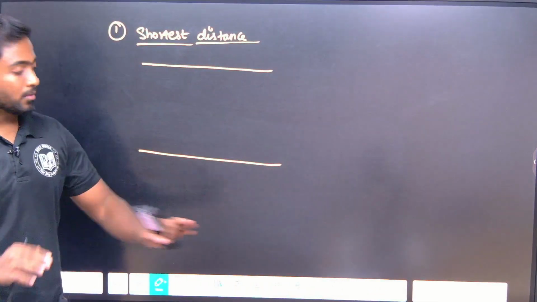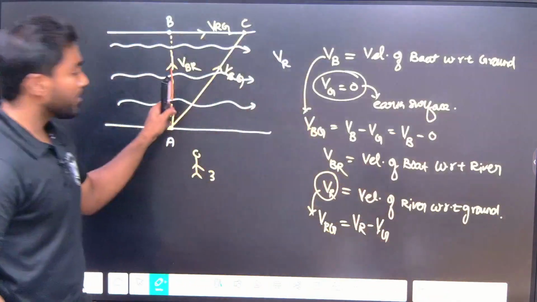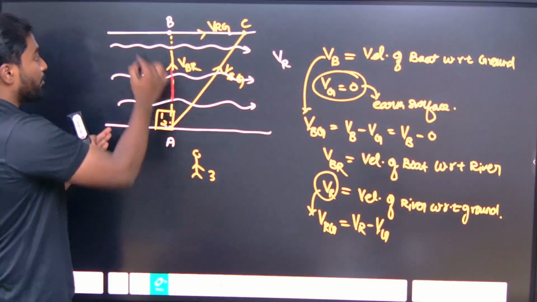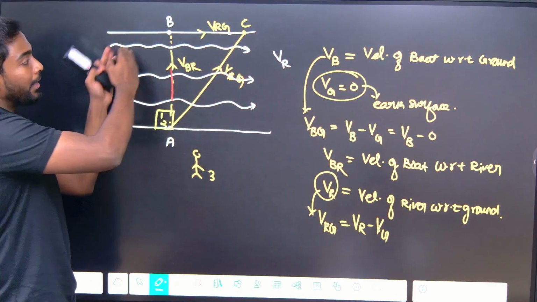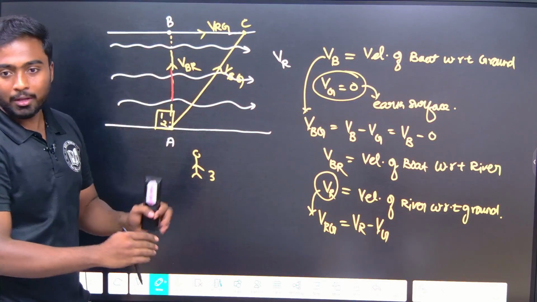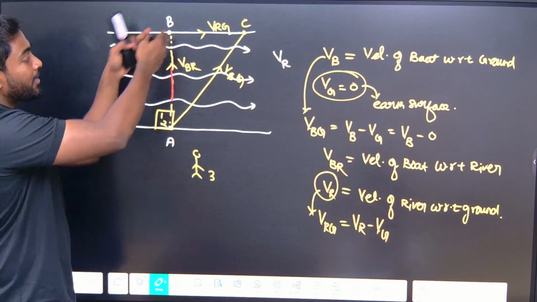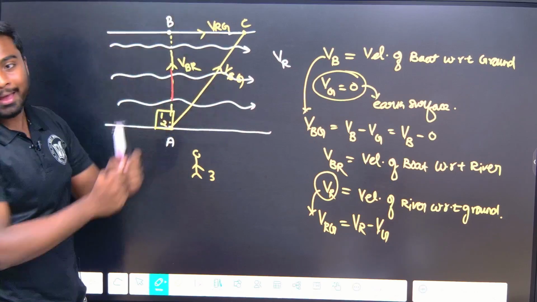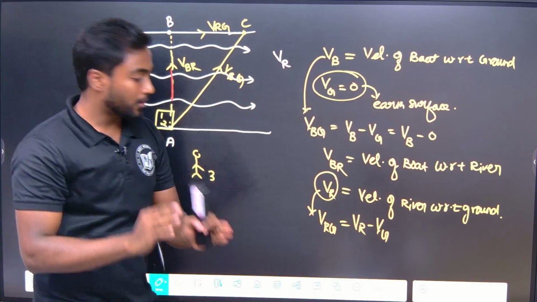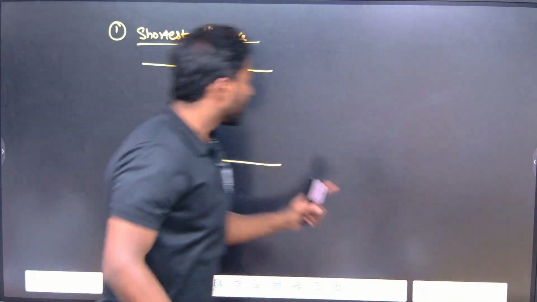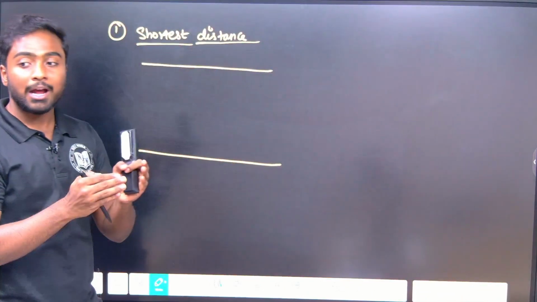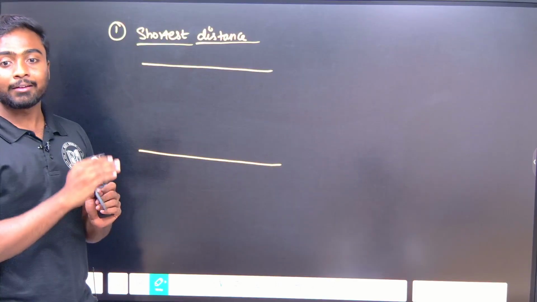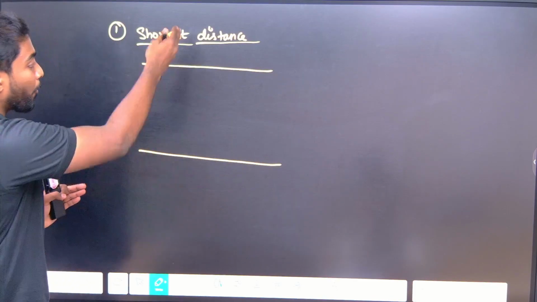What I will do is, if I see the diagram, if I start at some angle, I will reach this point exactly. If I start straight, I'll go at some angle. So for the shortest distance, I need to start with some angle. Then I can reach the point C, exactly opposite.